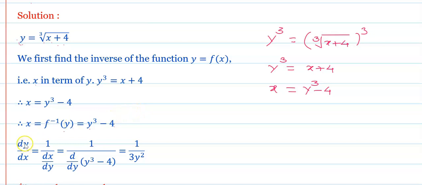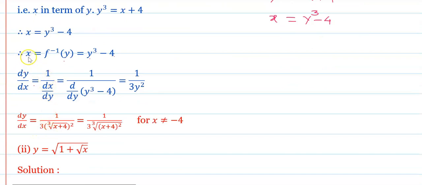Okay, now find out dy by dx. Now what is dy by dx? That is, dy by dx is equal to 1 upon dx upon dy. Now we know this, आपल्याला x माहिती आहे, x is equal to what? We know that x is equal to y cube minus 4. We want to find out dx upon dy. Now see this here, variable is y, function is x. Now what is its derivative? Its derivative is 3y square, and derivative of 4 is 0. And hence we have 1 upon d by dy of y cube minus 4. Derivative of y cube is 3y square and of 4 is 0.